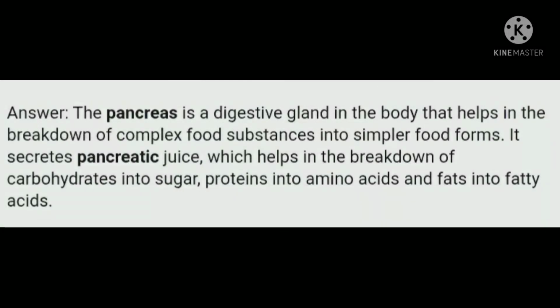The pancreas is a digestive gland in the body that helps in the breakdown of complex food substances into simpler food forms. It secretes pancreatic juice, which helps in the breakdown of carbohydrates into sugar, proteins into amino acids, and fats into fatty acids.